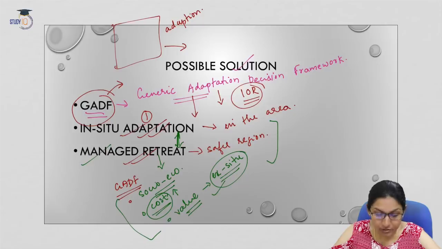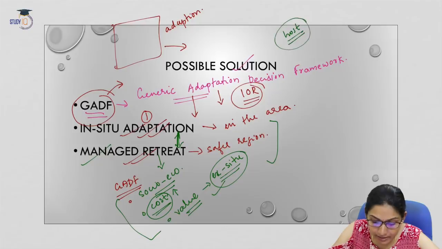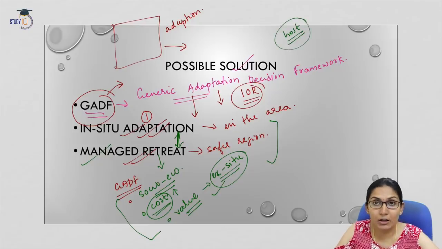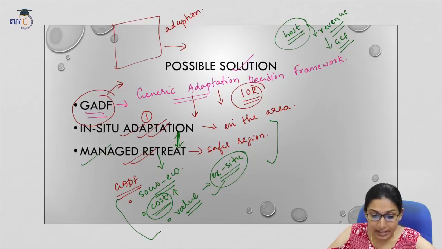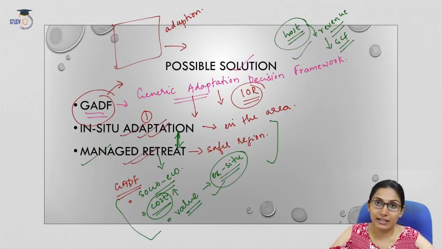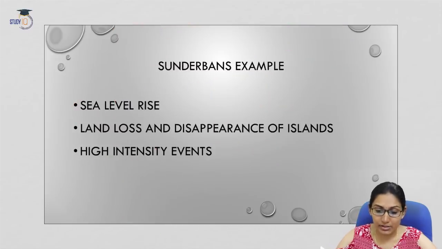So the managed retreat can be designed in such a way that the host location, that is the area which is going to adopt this community, can generate revenue for the private investors as well as for the GCF, or the Green Climate Fund. And also the source location, that is the area where there is a vulnerability, could again generate revenue by way of forest regeneration or tourism, etc. So these are the possible solutions.